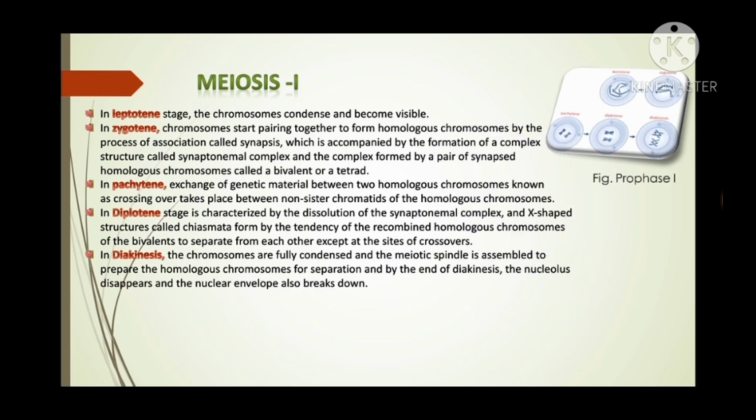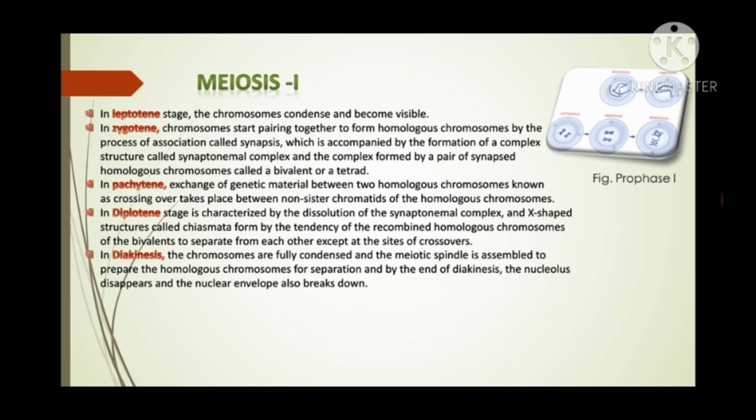Now the next stage is diakinesis. It involves termination of the chiasmata. Children, the bivalent chromosomes align to the equatorial plate. The microtubules from the opposite poles of the spindle now attach to the pair of homologous chromosomes.